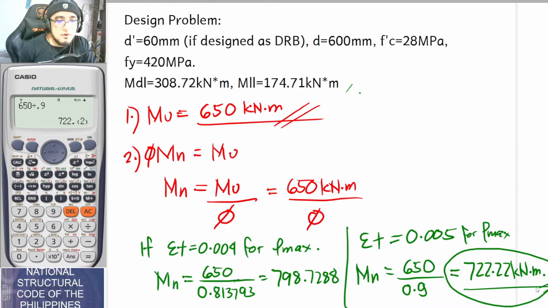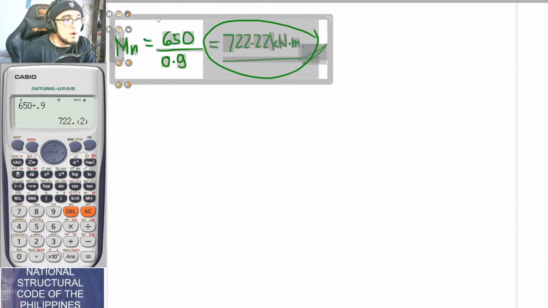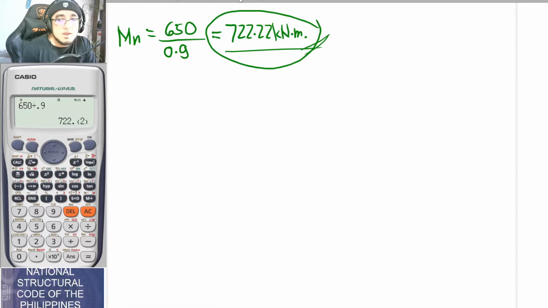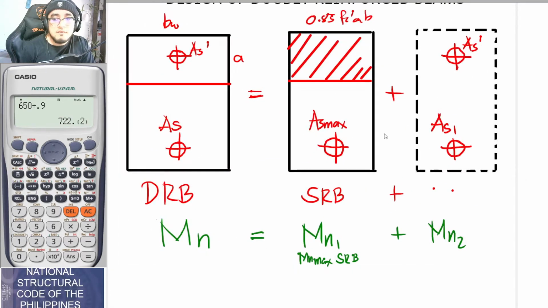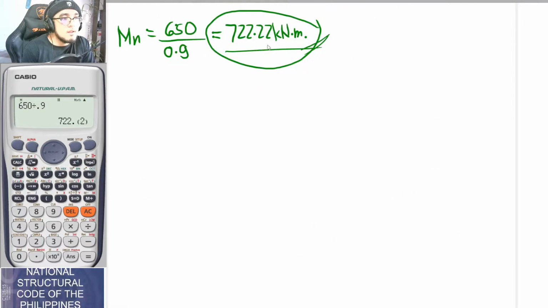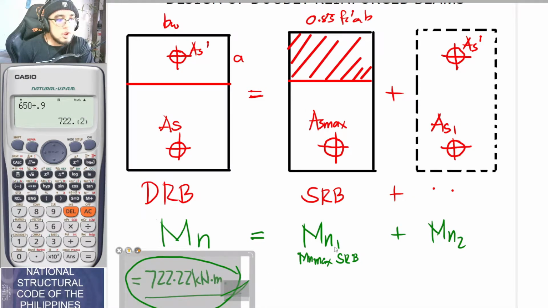Moving forward, I will just copy this. Since this is already our MN, we will now check if we really need to design it as a DRB or as an SRB. Spoiler alert, of course it should be a DRB, because if not, the title I put on the video is wrong. So the value for your MN is 722.22.